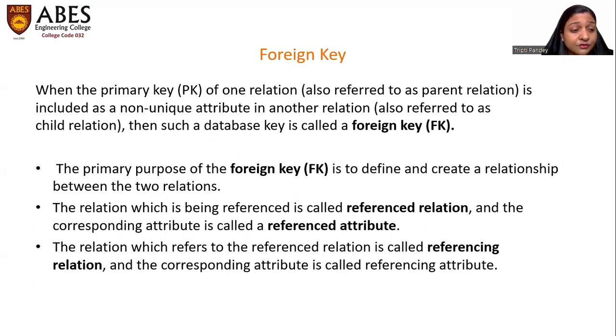The primary purpose of the foreign key is to define and create a relationship between the two relations, between the referencing and the referenced relation. Now, what are referenced and referencing relations? The relation which is being referenced is called the referenced relation. The relation which refers to the referenced relation is called referencing, or you can say parent table or child table.